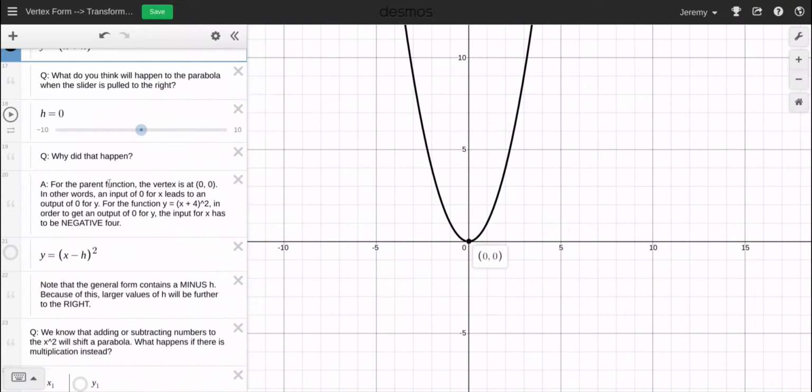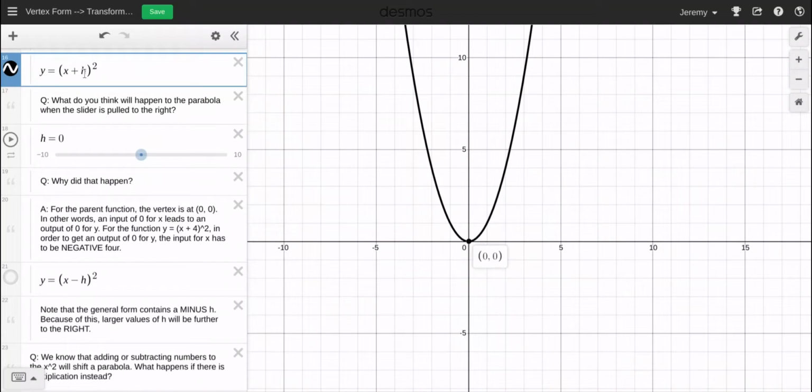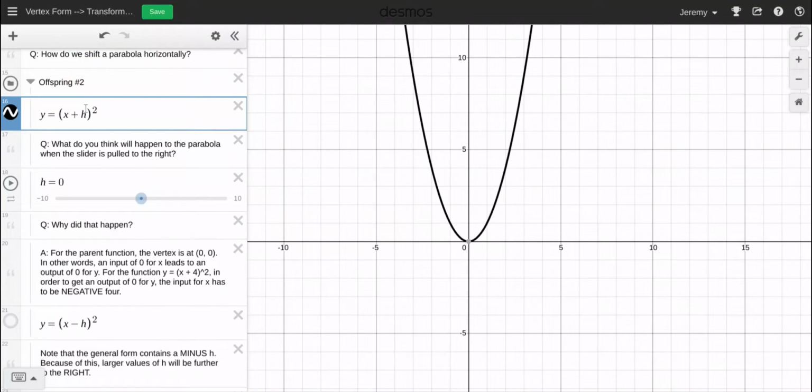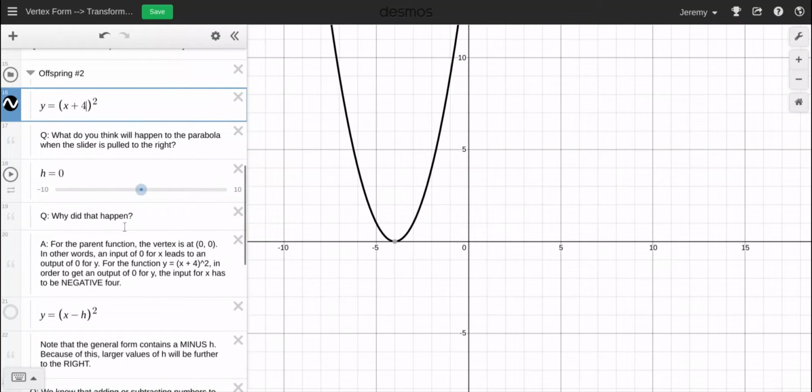For the function here, though, when this h is a 4, let's actually make it a 4, in order to get an output of 0 for y, the input for x has to be -4. The only way to get a 0 to come out is for this to be -4, because -4 plus 4 is 0 squared, which is 0. So the only possible way to get a 0 for y is if the x is the opposite of this. So that's why it moves opposite of the way we would expect.